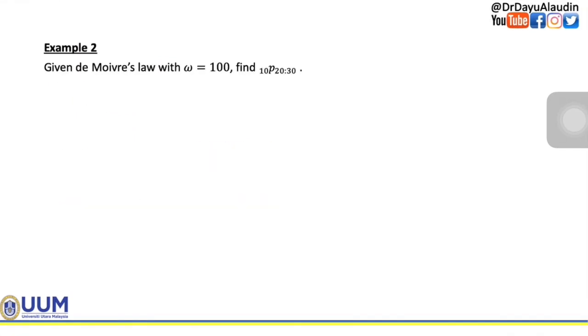Alright, example 2. Given De Moivre's law with omega equal to 100, find the probability of survival for individuals with ages 20 and 30 over 10 years.